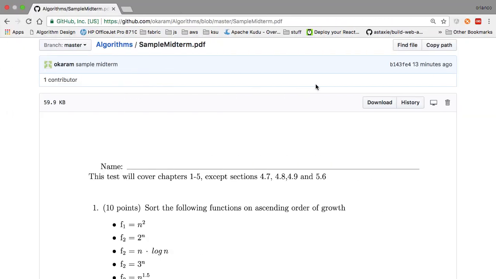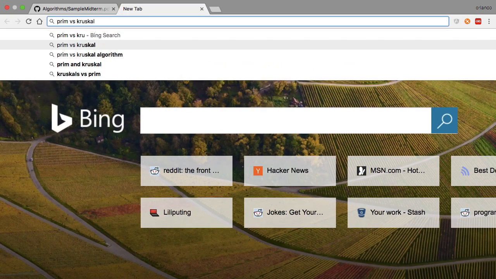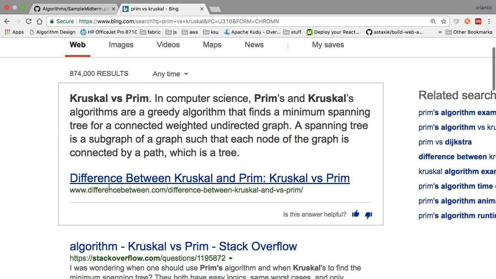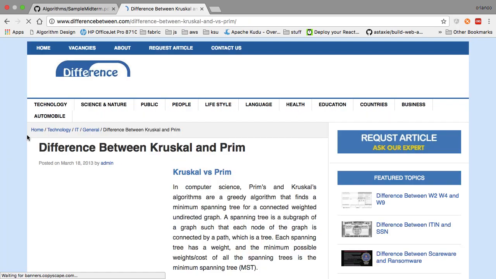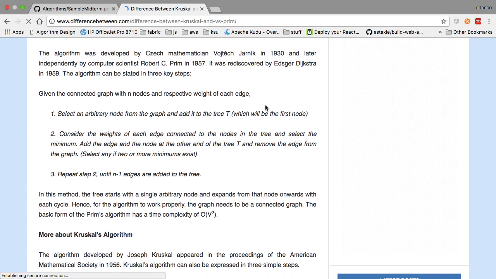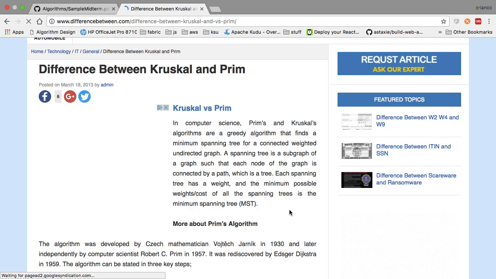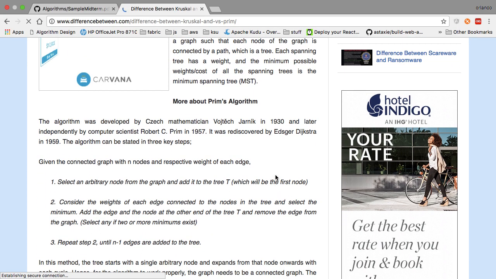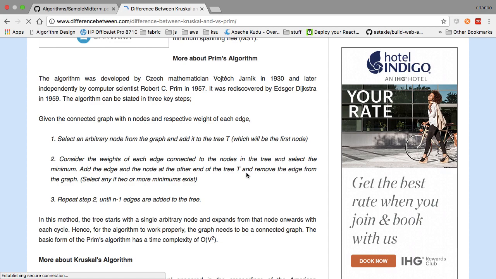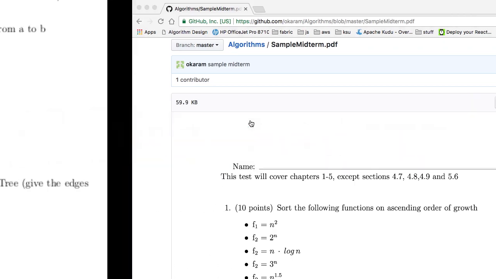Let me go verify that I'm not telling you dumb things. Prim versus Kruskal. Prim's algorithm, yes, select an arbitrary node and add vertices, right? So yeah, it's just whether I'm confusing the names, right?